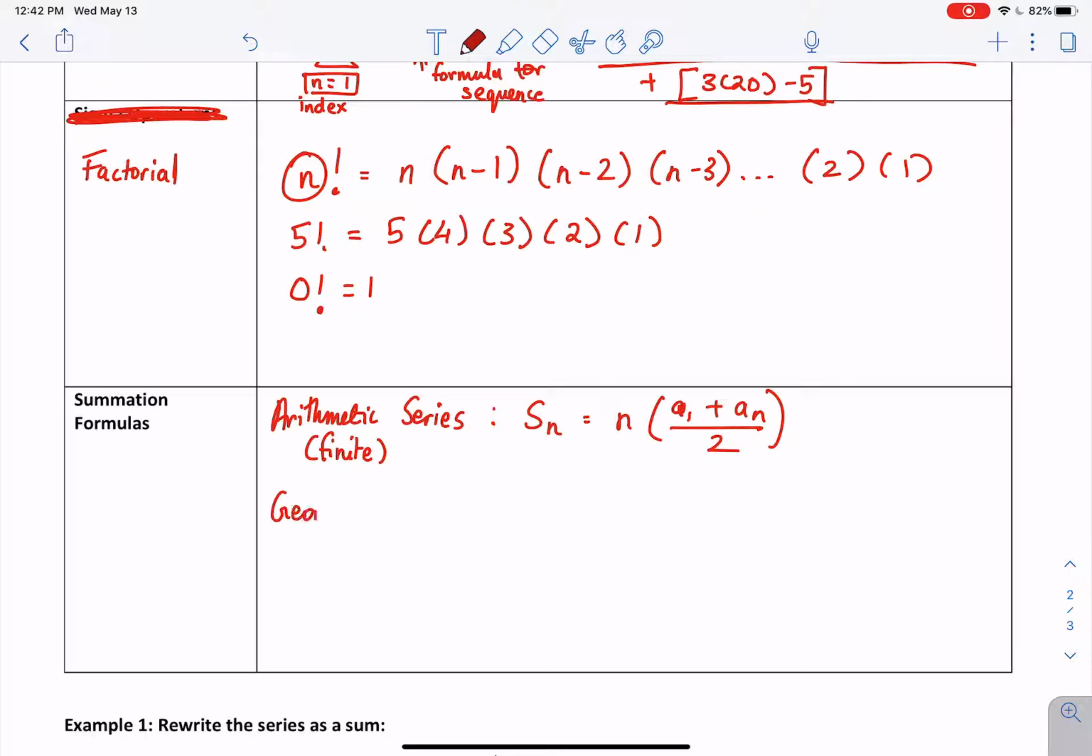For geometric series, again, we can add it up if it's finite. So when it's finite, you take the first term, multiply it by 1 minus r raised to the number of terms that you have, and then divide it by 1 minus r. Again, if you want to see why these formulas work, that could be a cool thing to do in your end of year assignment. Or you can ask me and I can show it to you if you're interested.